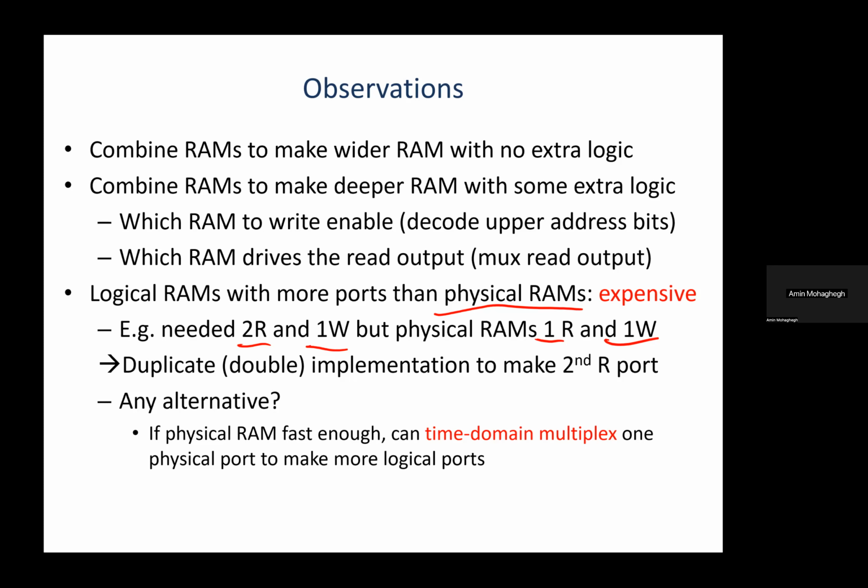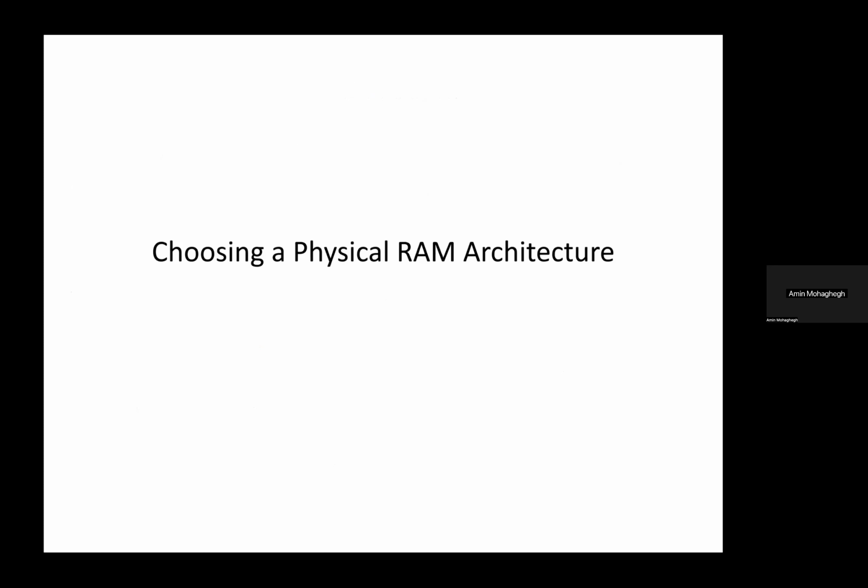Okay, sounds good. It's a good question about time domain multiplexing. Let's take a break for 9 minutes to 5:30, and then we'll talk about choosing a physical RAM architecture, which is the second part of assignment 3.